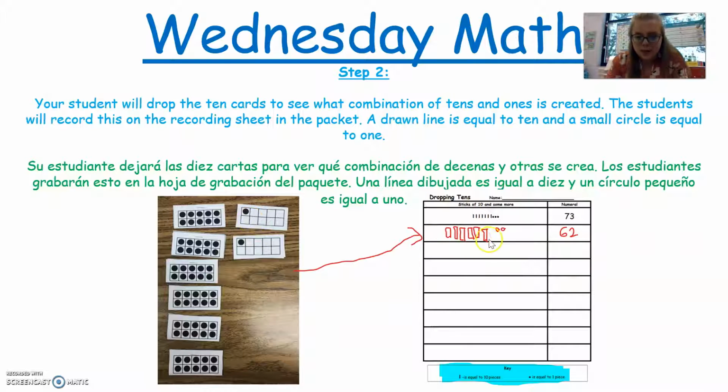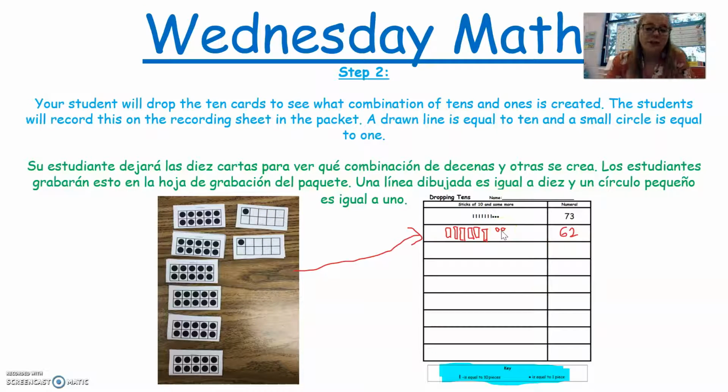So this is what I did. Look, I drew rods to equal 10, then I did circles to equal 1. So I dropped 1, 2, 3, 4, 5. I dropped 6 groups of 10. So I drew 6 rods, and I dropped 2 ones. So I drew 2 circles.